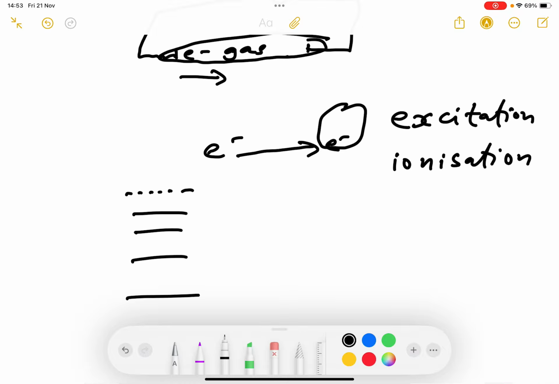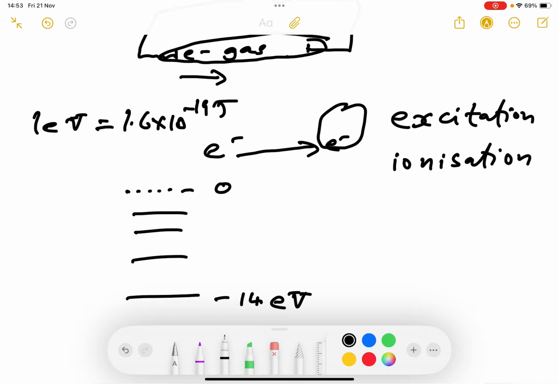It's a bit of a confusing diagram because there are no literal lines in the atom. The electron is just around the atom. These simply represent the amounts of energy. The top one is at zero energy, and all the others are at a minus energy. For simplicity, I'm going to label mine in electron volts, and the normal thing applies that 1 electron volt is 1.6 times 10 to the minus 19 joules.